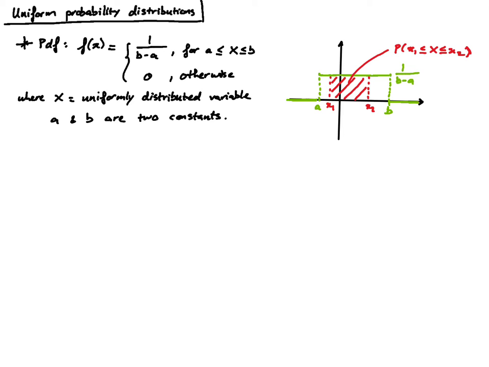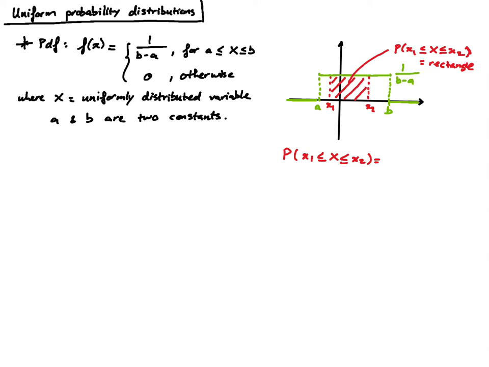Okay. And note that this is actually a rectangle. Right? So to find the probability that x falls between x1 and x2, we just need to find the area of that shaded rectangle. Okay. So the probability that x1 is less than or equal to x, less than or equal to x2 is going to be equal to, how do we find the area of a rectangle? We find the area of a rectangle by taking the base times the height, right?